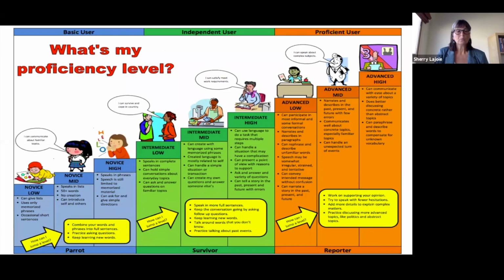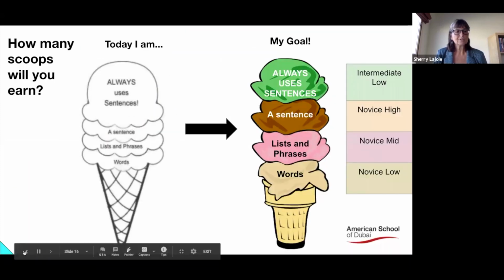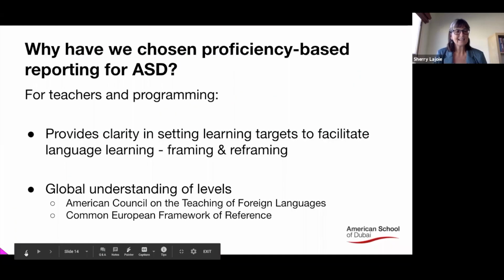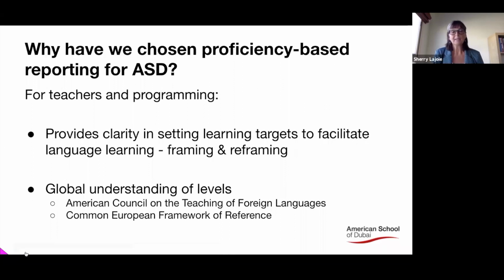For teachers, I apologize. My screen is quite sensitive. For teachers in programming, it provides clarity.